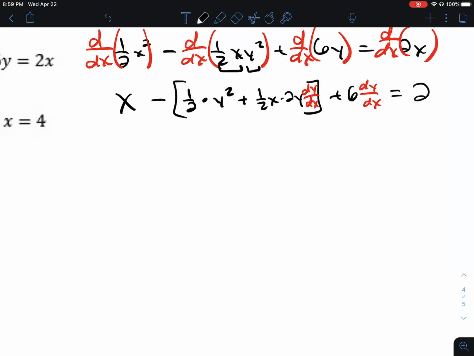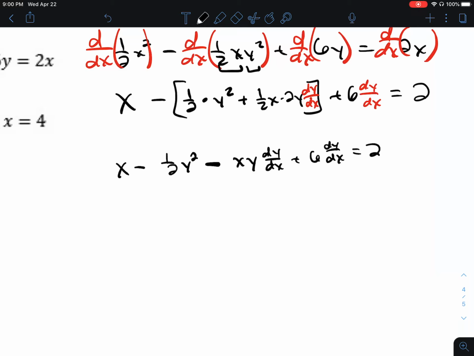Now the calculus that we just did is pretty easy. Finishing this up, maybe not so easy. Let's try to simplify this as best we can. Let's distribute this subtract sign, and clean up some of this stuff. So we have x minus 1/2 y squared minus, distributing the minus, half times 2 is 1, so xy dy over dx plus 6 dy over dx equals 2.